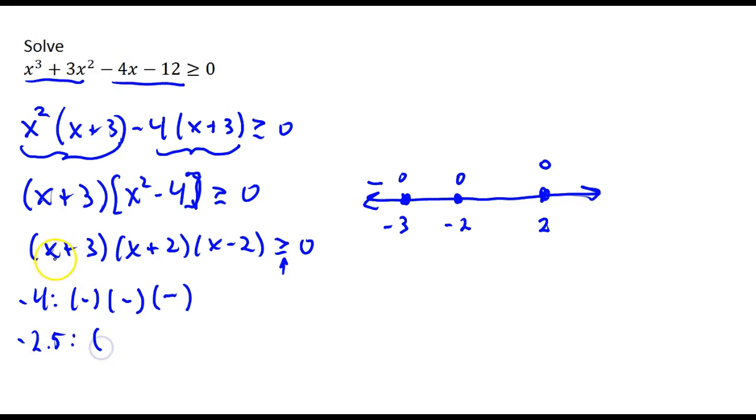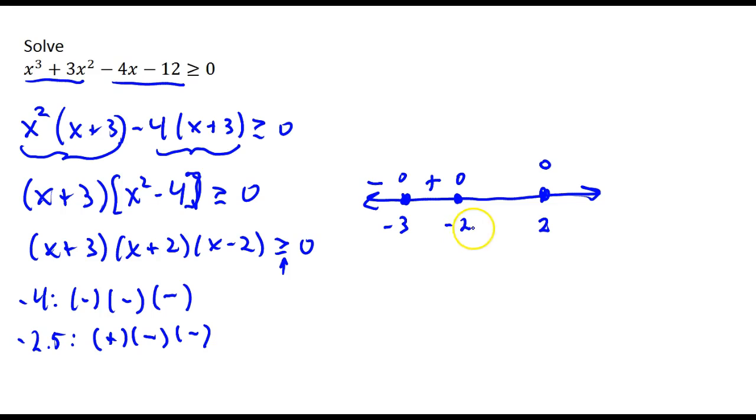Okay, the first factor will be -2.5 plus 3, which is positive. -2.5 plus 2 is negative. And -2.5 minus 2 is negative. A positive times a negative is positive.